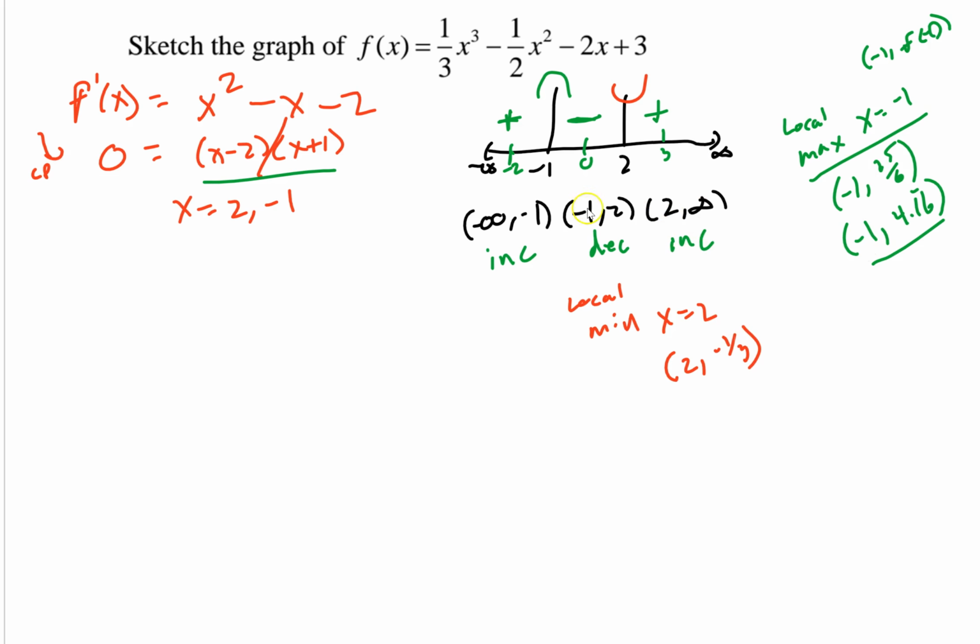So now I know where it's increasing, I know where it's decreasing, right? It's increasing from negative infinity to negative 1, decreasing from here to here, and increasing from there to there. Let's move on to concavity. So now we're going to need the second derivative.